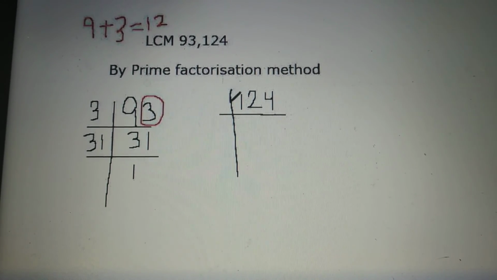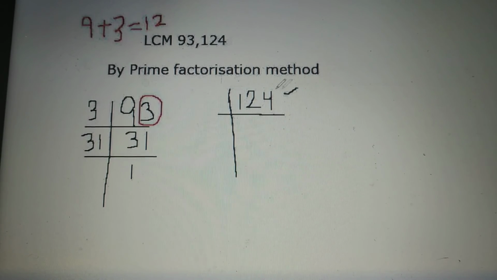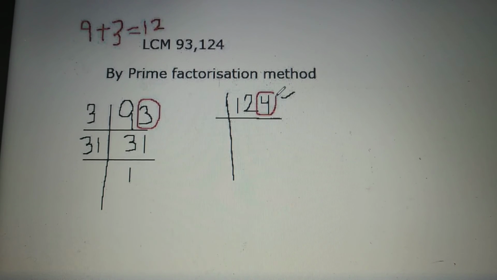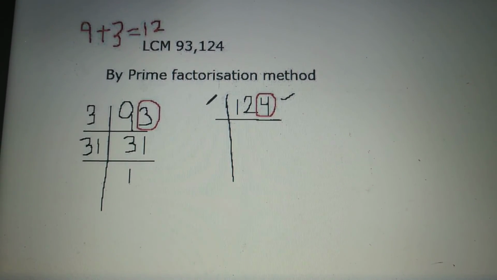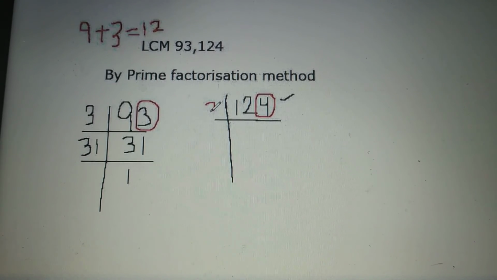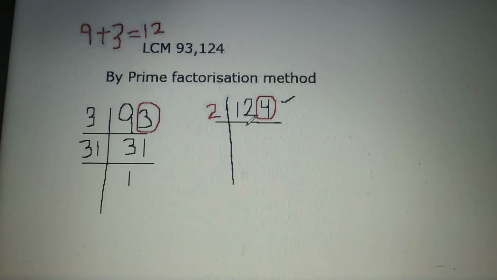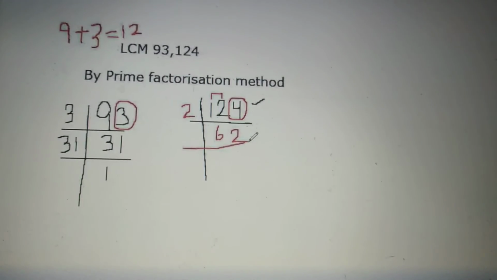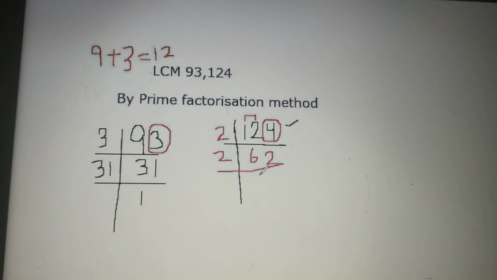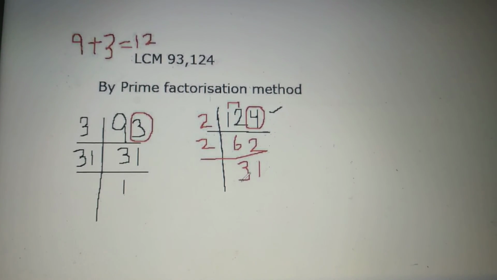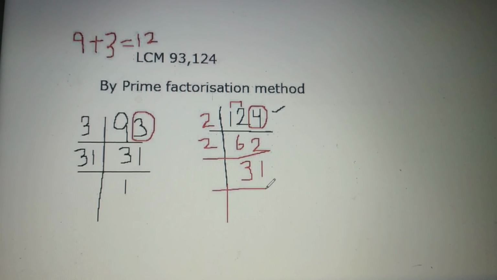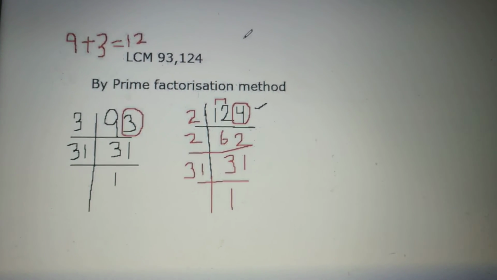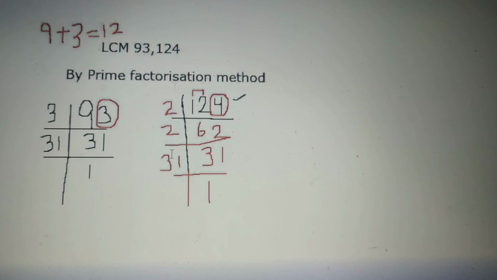Now similarly, I will start doing it with 124. Look, 124 has an even number at its units place, that means at its ones place. So I will start dividing it by 2, by 2. 2 6s are 12. 2 3s are 6. 2 1s are 2. And now 31 has come. 31 is a prime number, so I will divide it by 31. Now look, I have got factors of both 93 and 124.